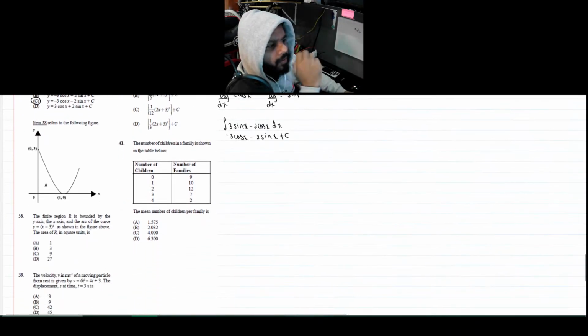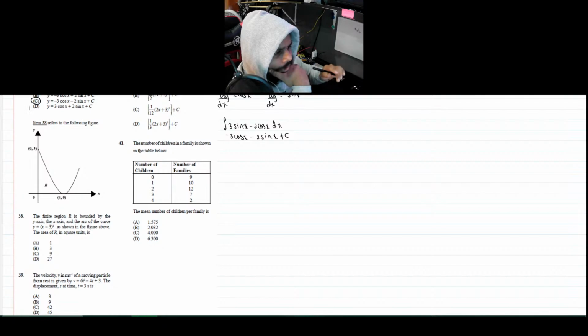The finite region R is bounded by the y-axis, the x-axis, and the arc of the curve y equals (x minus 3) squared. As shown in the figure above, the area R in square units is the area under the curve. That would be the integral of (x minus 3) squared evaluated between 3 and 0.